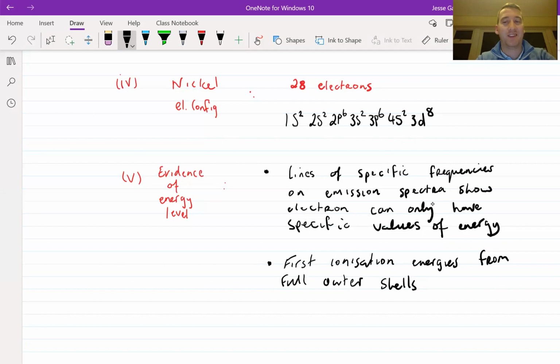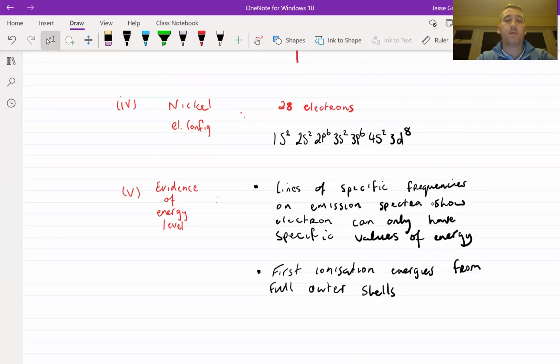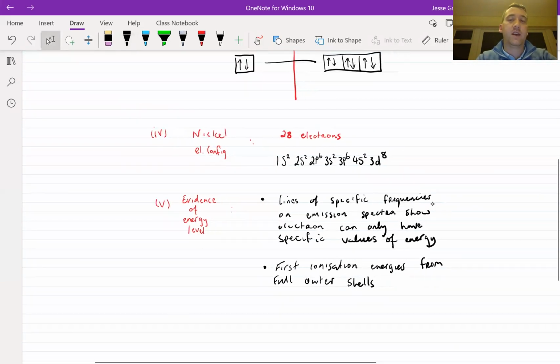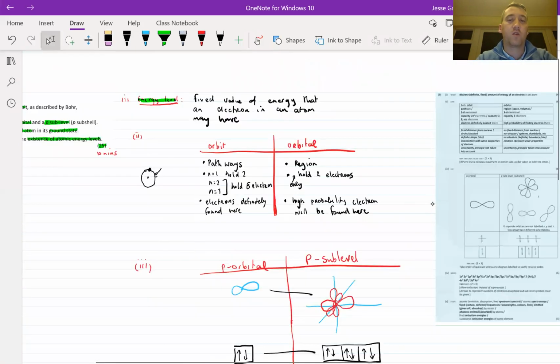Well, that's the evidence there that there must be something called an energy level. When it's full, it's really hard to remove an electron from it. And we can directly measure this by measuring the first ionization energy. So there's our evidence. All right, so stop the timer. Okay, and it's time to go and correct these now.